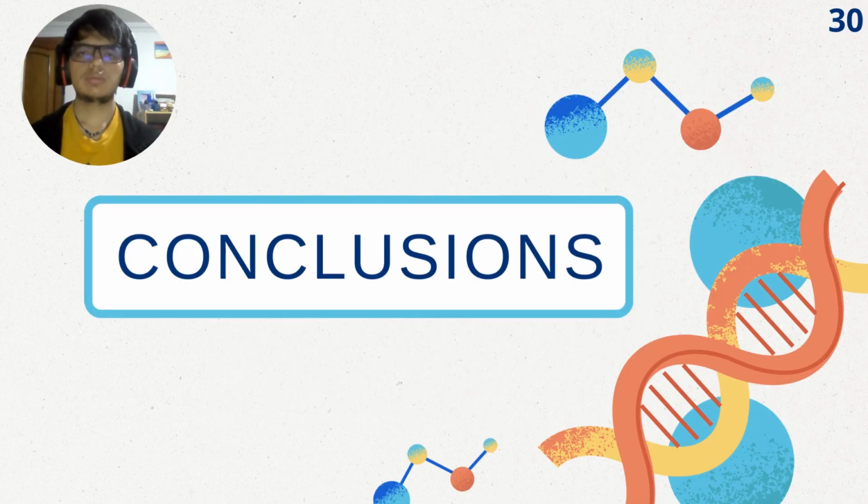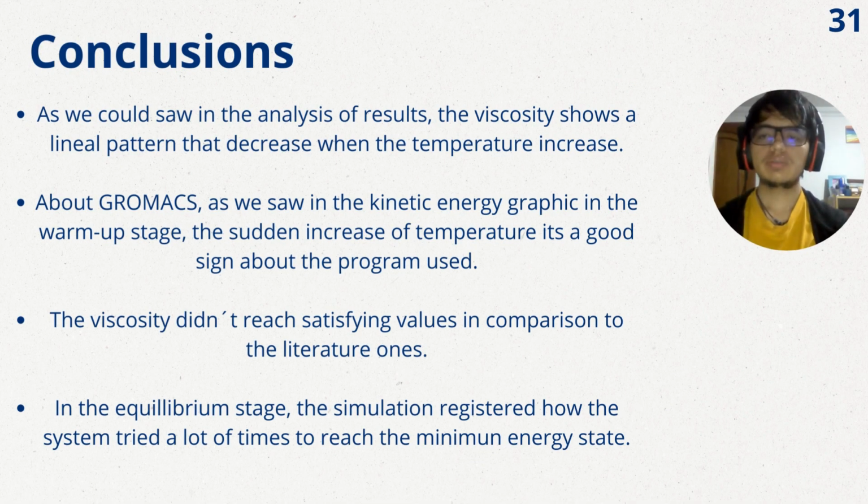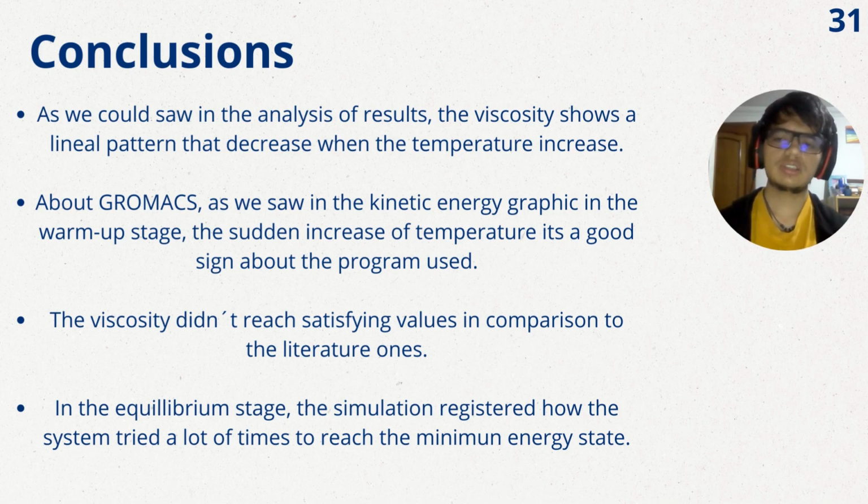And finally, we are going to present the conclusions of the lab report. As we could see in the analysis of results, the viscosity shows a linear pattern that decreases when the temperature increases. About GROMACS, as we saw in the kinetic energy graphic in the warm-up stage, it has a sudden increase of temperature. Then, in the equilibrium stage, the simulation registers how the system tried many times to reach the minimum energy state. That's a good sign about the program that we used in the simulation, because those are things that happen in real life.